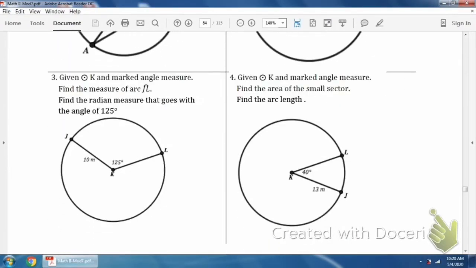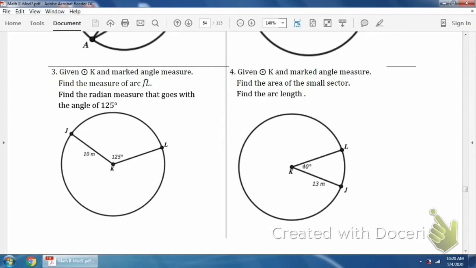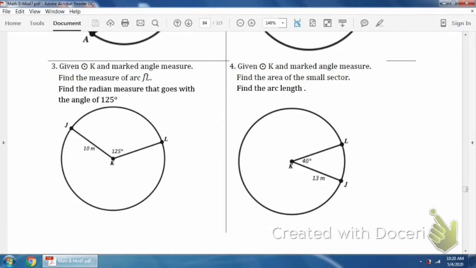Same for 3 and 4. Now we're doing arc lengths of sectors. So they want you to find the measure of arc JL. Well, that's the first thing. So J to L, that's given to us. Then they say find the radian measure that goes with the angle of 125. So we have to convert 125 to radians.